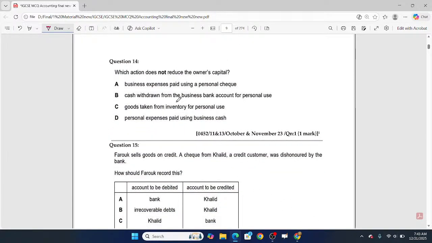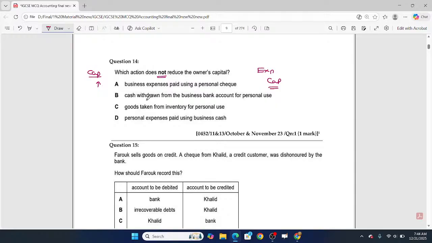Now, which action does not reduce the owner's liability? Business expenses paid using a personal check. Personal check, okay. So in this case, expenses are debited and capital is credited. Definitely, capital is now increasing.